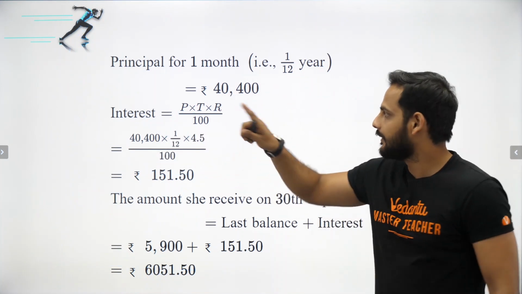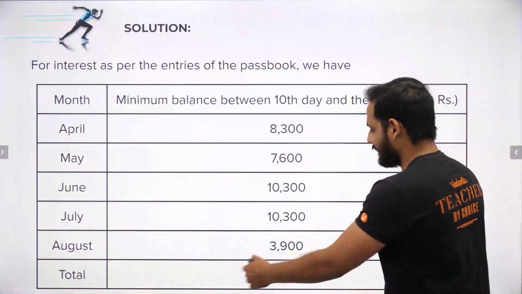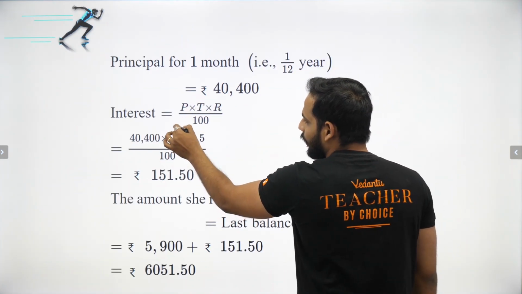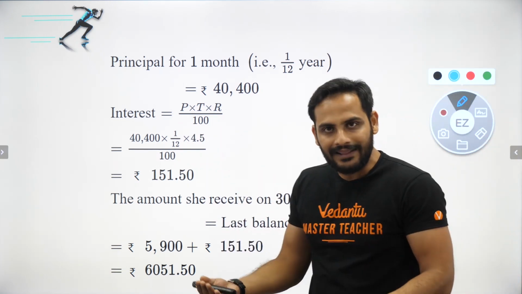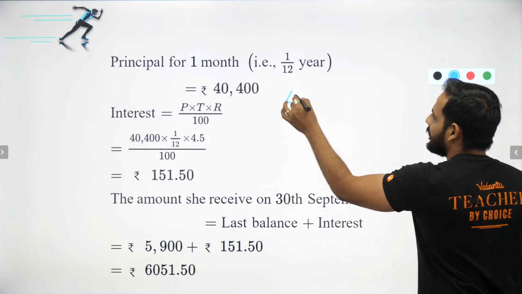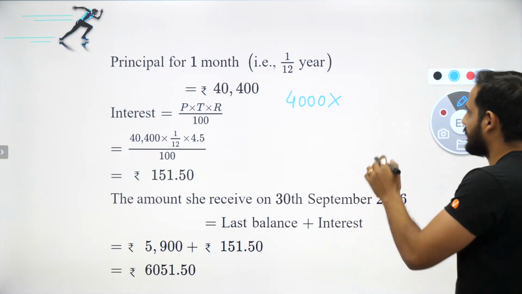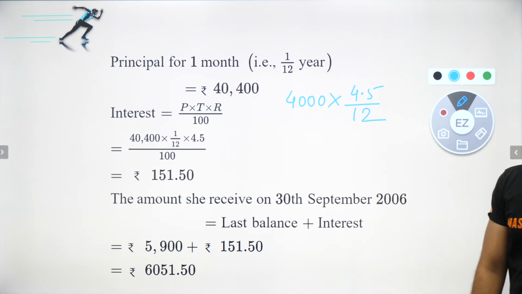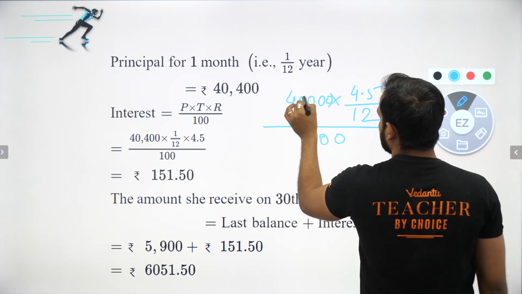One more thing. This annum, this is what? Per annum. Annum means per year. So this 40,400 you have got, on this 40,400 into, by time is what? For 1 month. It is per annum, so per month the rate of interest will be R by 12. So you can remember it in this way: P into the rate of percent you are giving interest. The rate of percent we are giving interest is 4.5 per annum, so for 1 month it will be 4.5 by 12, divide by 100. So you will be getting 40,400.